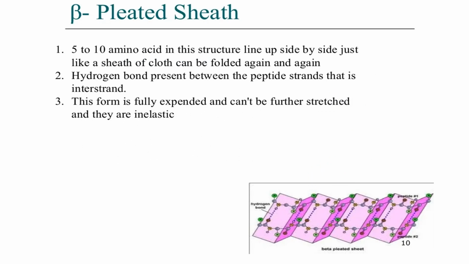Beta pleated sheet: 5 to 10 amino acids in the structure line up side by side just like a sheet of cloth that can be folded again and again. Hydrogen bonds are present between the peptide strands, that is interstrand. This form is fully expanded and can't be further stretched, and it is inelastic.